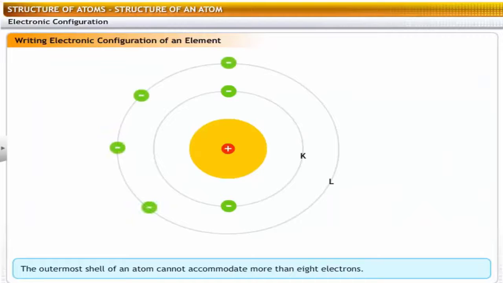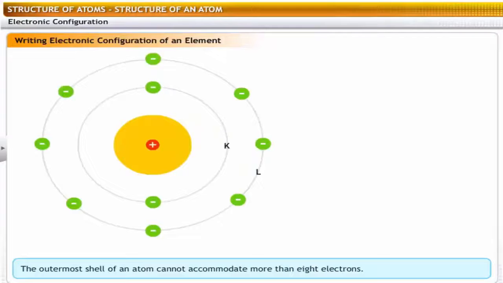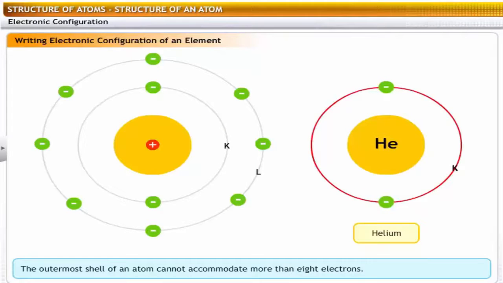During the arrangement of electrons in the shells, the outermost shell of an atom cannot accommodate more than 8 electrons, even if it has the capacity to accommodate more electrons. Generally, the outermost shell of an atom can have a maximum of 8 electrons only, even though it has the capacity to accommodate 18 electrons. This is due to the fact that having 8 electrons in the outermost shell makes an atom stable. There is an exception. If the outermost shell is the first shell or K shell, the shell can hold only 2 electrons. For example, helium has only 1 shell in its atom.